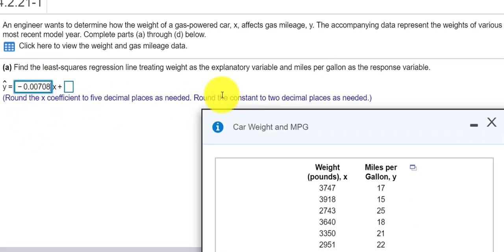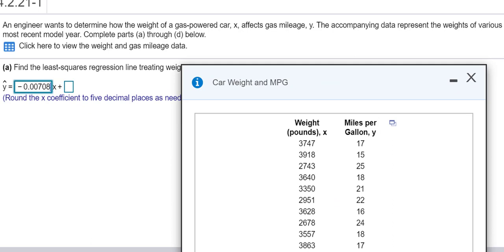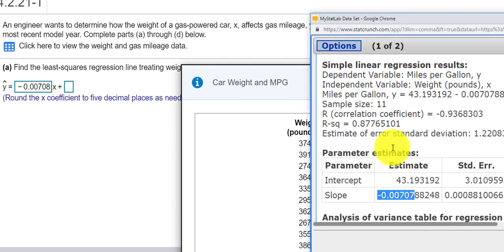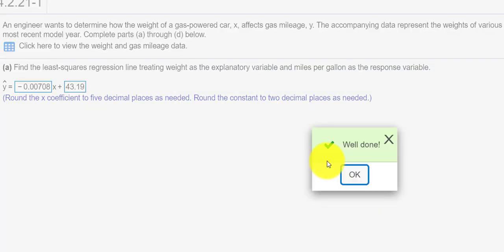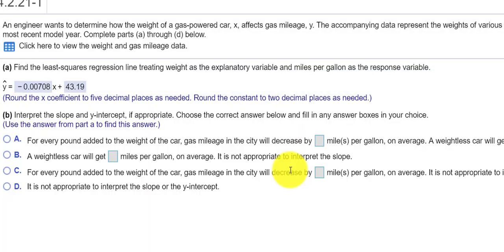And it's tricky. This last piece, the intercept, you have to round to 2 decimal places. So you'll definitely get an error if you round this to 5 decimal places. So here's my intercept, and I will paste that here, and I will press check answer. I get the well done. I feel good about that.